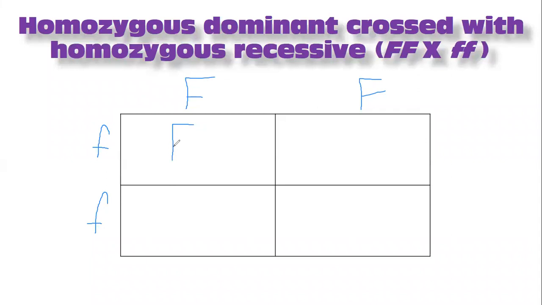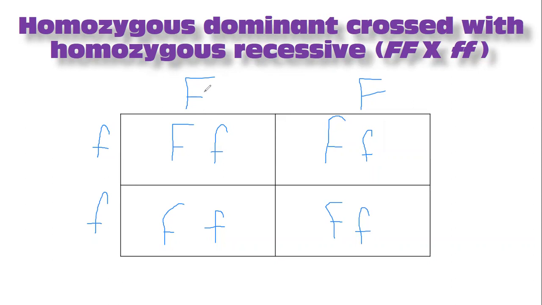So the genotype of the offspring might be capital F small f in this box, or capital F small f, or capital F small f, or capital F small f.